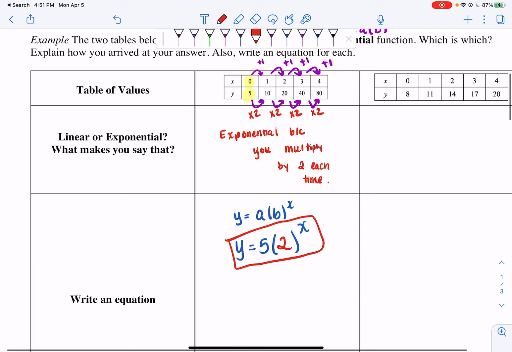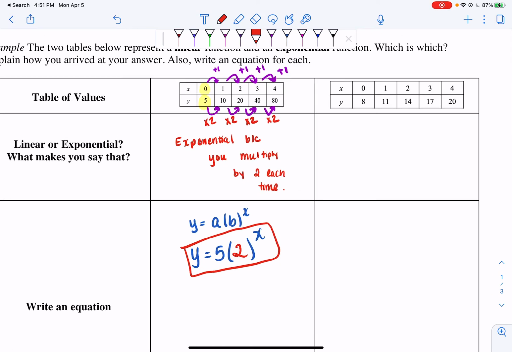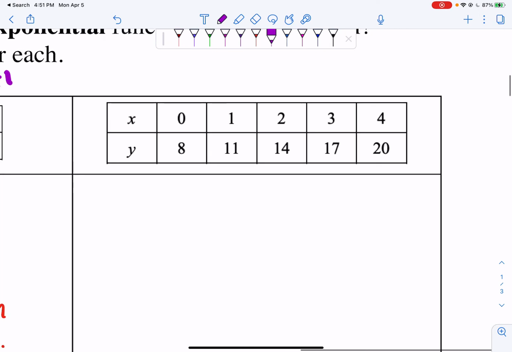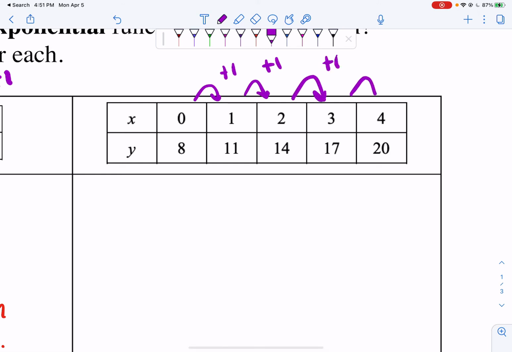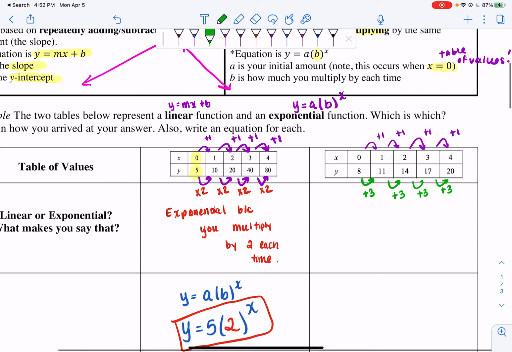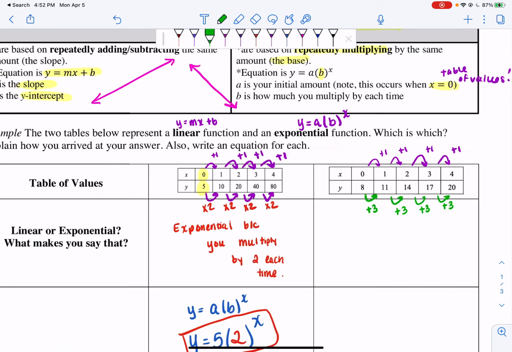Let's go on to our next example. So if I gave you an exponential, we can assume this is going to be linear, but let's show it. So the first thing we do is we go to our x values and we see how much we're going up by each time. Well, we're going up by 1 again. So 0 to 1 is 1, 1 to 2 is 1, 2 to 3 is 1, and 3 to 4 is 1. Now I look at my y values. Go from 8 to 11 by adding 3. 11 to 14, add 3, 14 to 17, add 3, 17 to 20, add 3. So if I'm going up by 3 each time, I'm going up by 1 each time, I know it's linear.